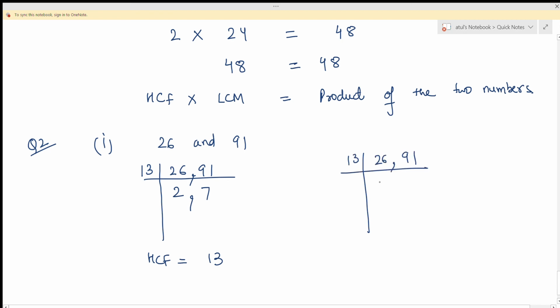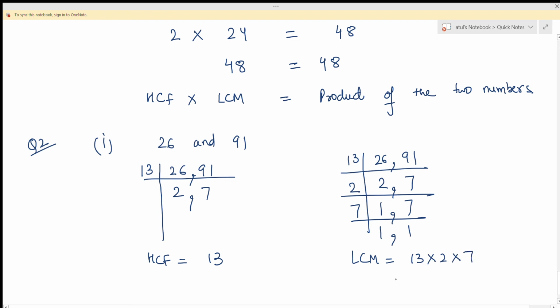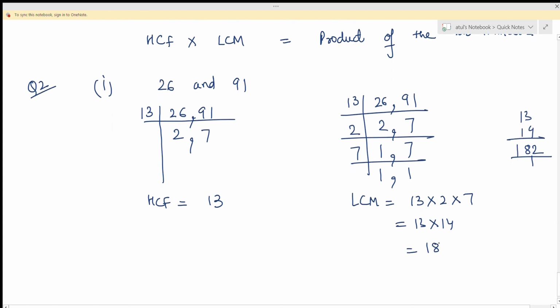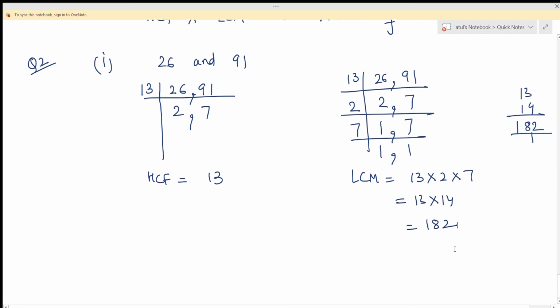Let's find LCM. Again I am going by 13, so 13 2s are 26, 13 7s are 91, then 2 and 7. In LCM you can continue until you get 1 in this division part. So LCM comes out to be 13 into 2 into 7, which is 13 into 14. So what is 13 into 14? 4 threes are 12, 1 carry over, 3 plus 4 is 7, 7 plus 1 is 8 and 1. It's 182.